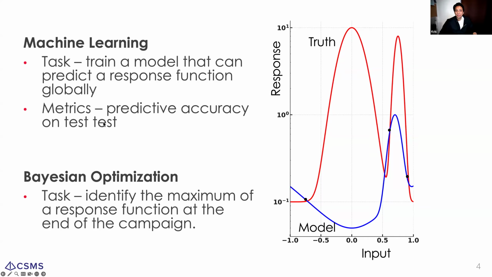On a test data set or a holdout data set. And that's measured by whatever accuracy, if you're doing classification, like precision and recall, things like that. Again, contrast this with what I said earlier with Bayesian optimization: the task in Bayesian optimization is not to train a globally accurate response model. The task, again, is to identify by the end of your campaign where the maximum of your response function is.